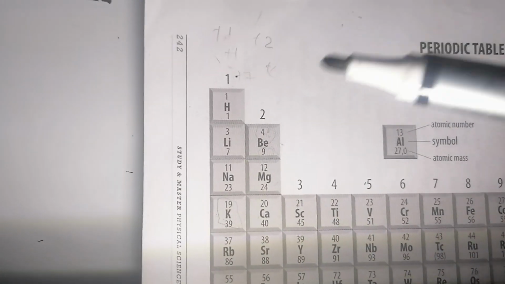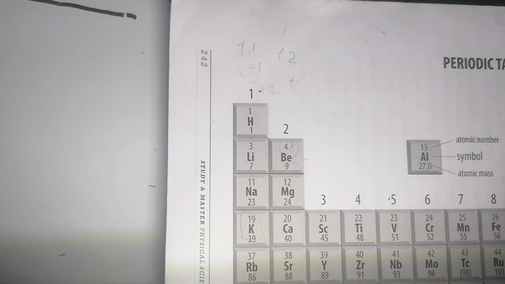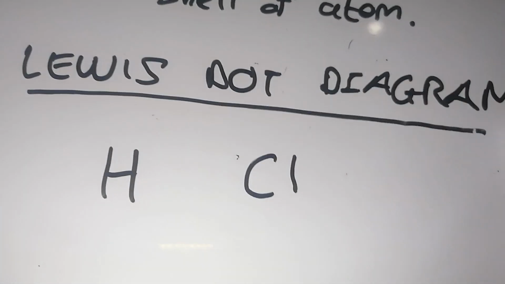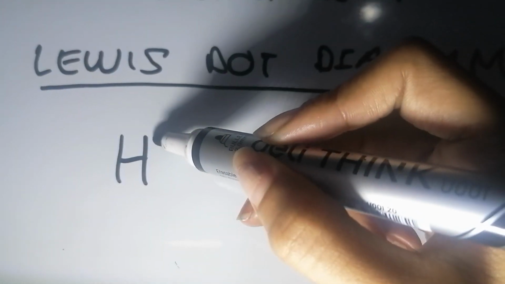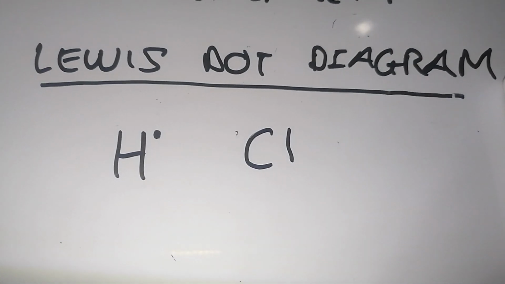I can see H is here under the first group. So what is its valence electron? It has a valence electron of 1. So then I'll go and you can use dots or you can use X's, whatever you prefer. That's how many valence electrons H has.